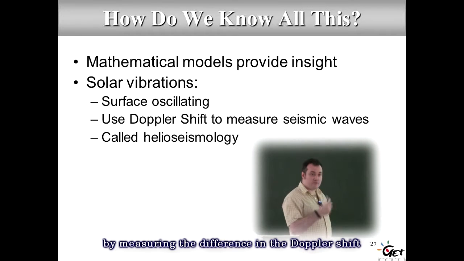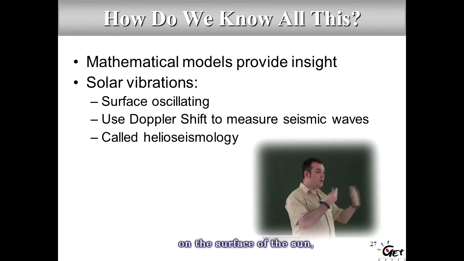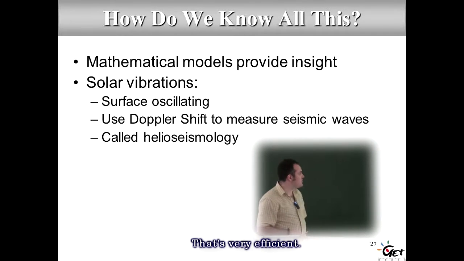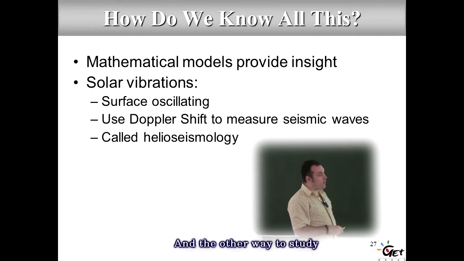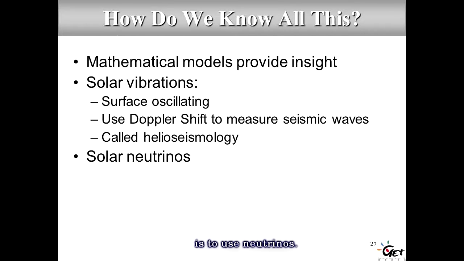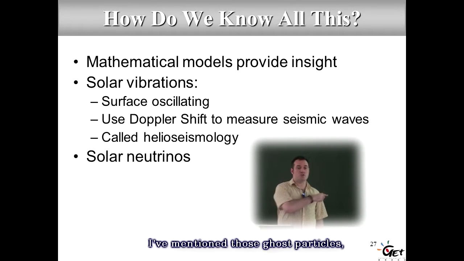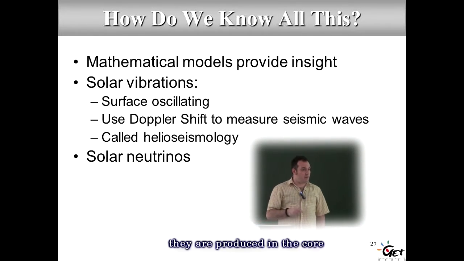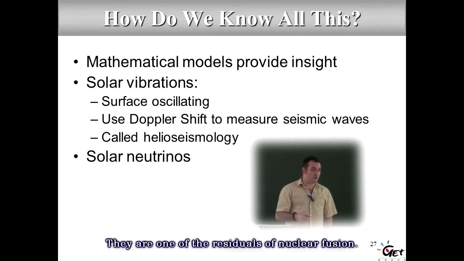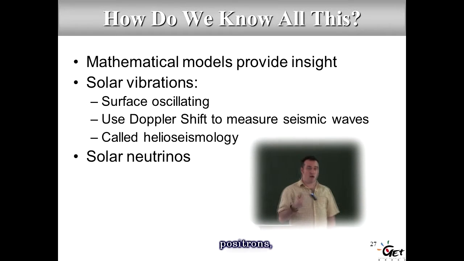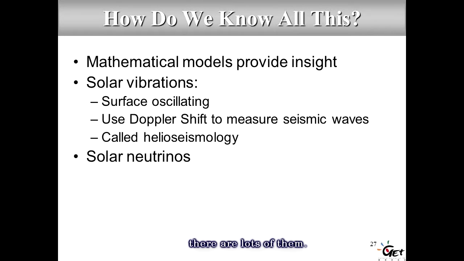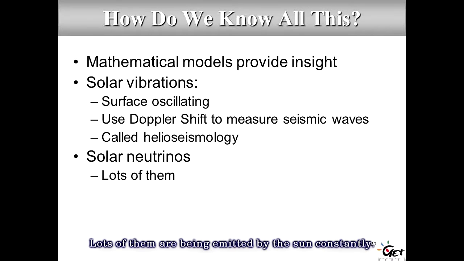So by measuring the difference of Doppler shift on the surface of the sun, we know which way it's pulsating and oscillating. That's very efficient. And the other way to study the internal structure of the sun is to use neutrinos. You remember I mentioned those ghost particles. They are produced in the core during nuclear fusion. They are one of the residuals of nuclear fusion: there are photons, positrons, and neutrinos. And there are lots of neutrinos emitted by the sun constantly.